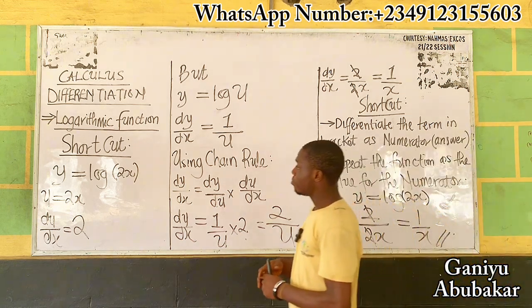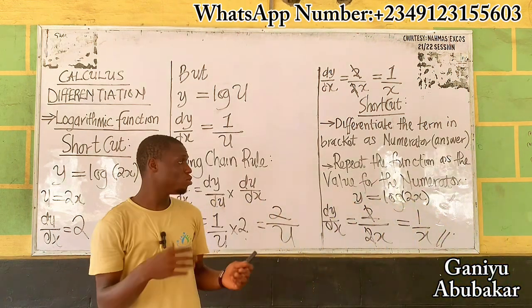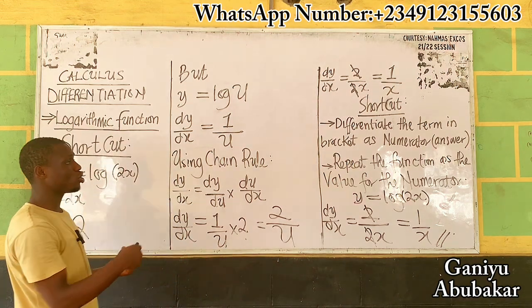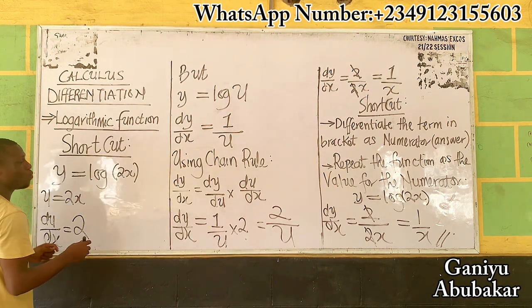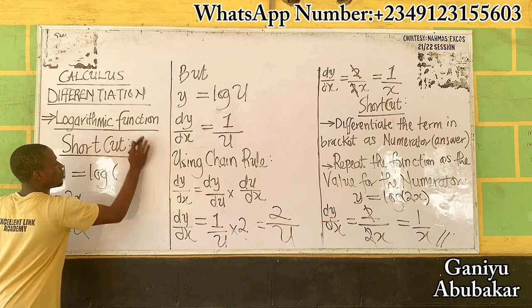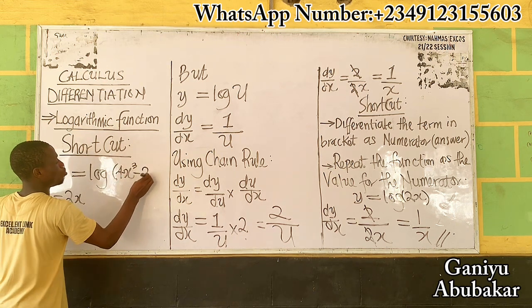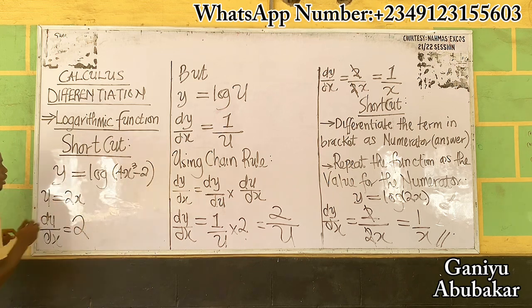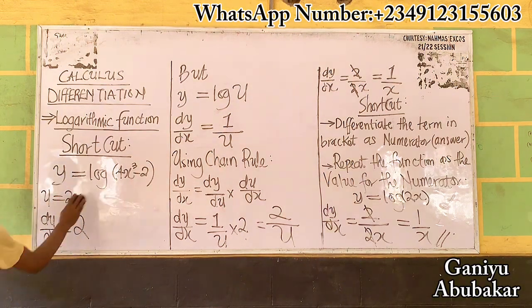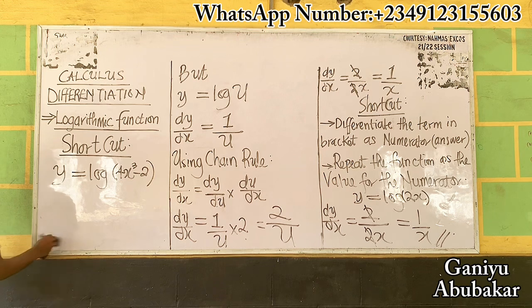All right. Let's take just one more example to explain the shortcut. Let me just put a value here. Let's say y equal to log of 4x cubed minus 2. Let's use the shortcut. So how do you solve this? This is example 2. Let's just solve this.